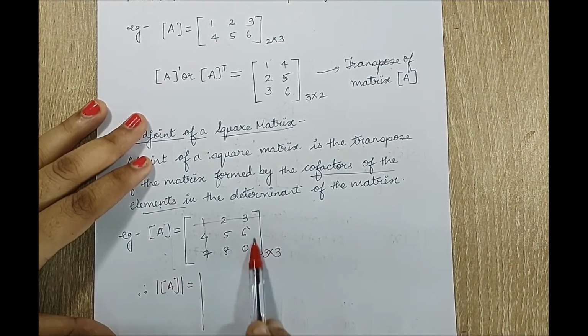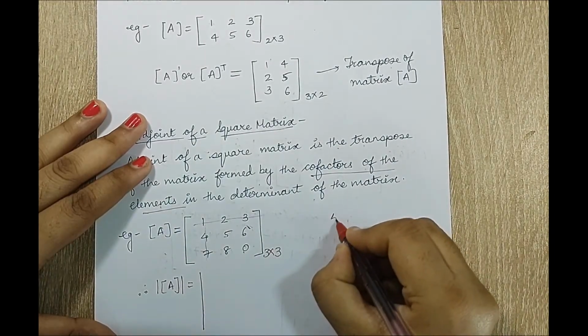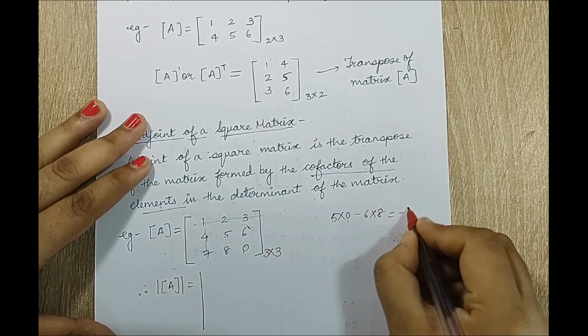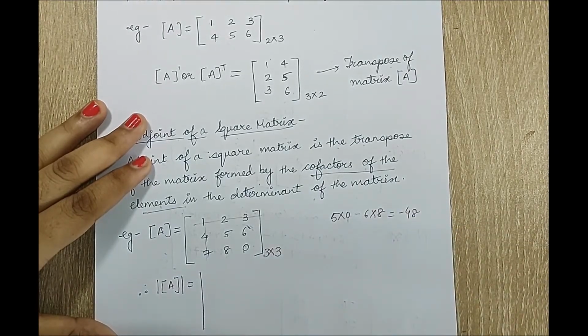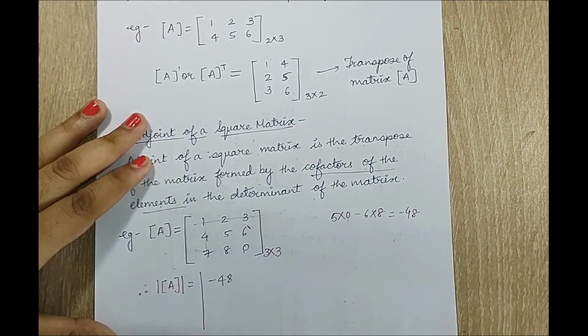Now you can observe there are 4 more elements that you can see. Just simply multiply 5 into 0 minus 6 into 8. So you will get 5 into 0 minus 6 into 8, which is equal to minus 48. So this is the cofactor of the first element which I am going to write over here.